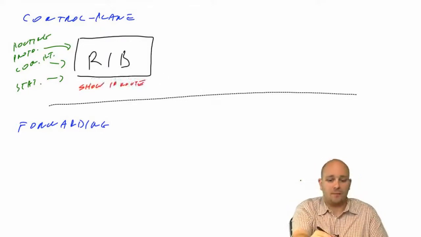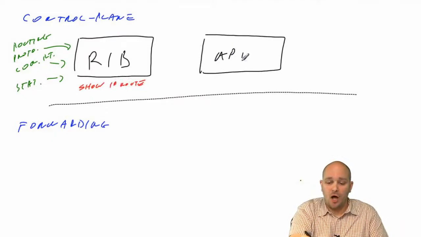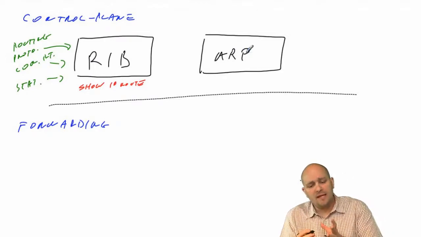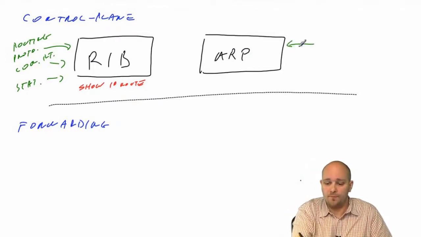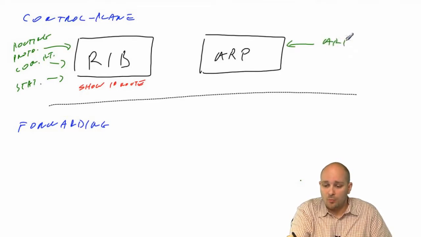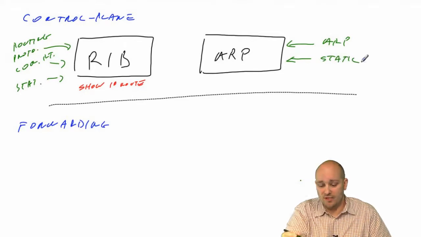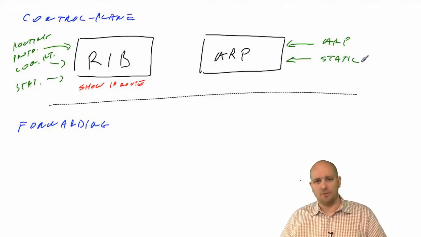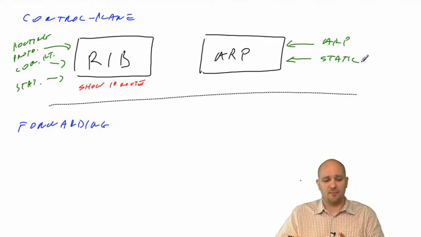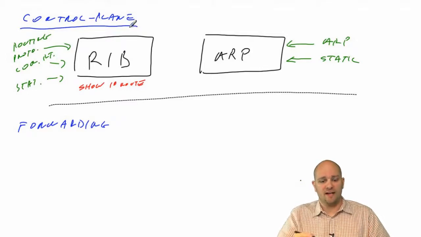In the control plane as well, we have our ARP table. The ARP table is built using the protocol that we obviously call ARP. But we can also have static entries in our ARP table. We can statically program information that is contained in the ARP table. These two databases are sitting in the control plane of our device.